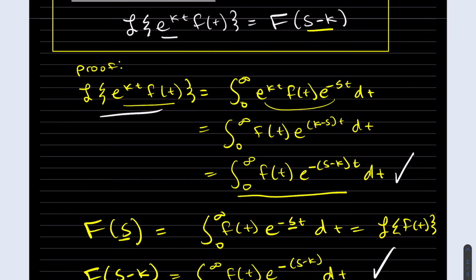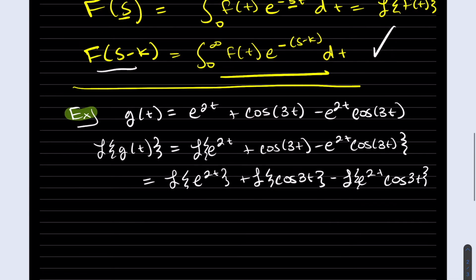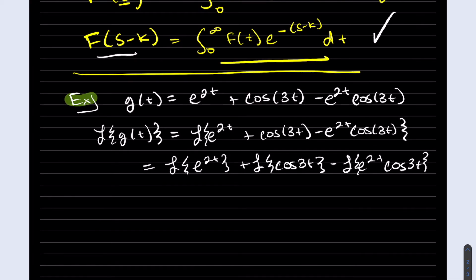So remember that translation: you have a function sitting next to an e to the kt, and then what you do is you find capital F, the Laplace transform, and then you shift it by k, whatever's in that power. Well, the first two are just review from the last video.